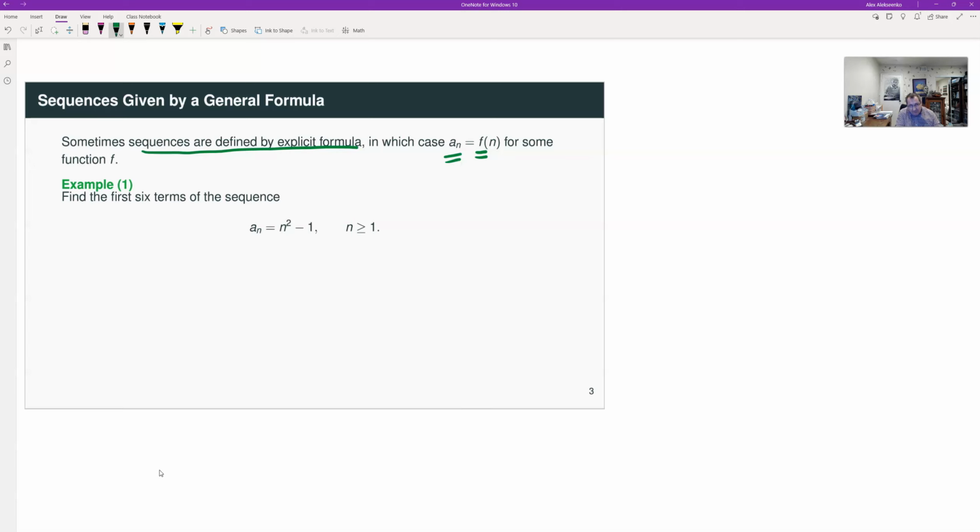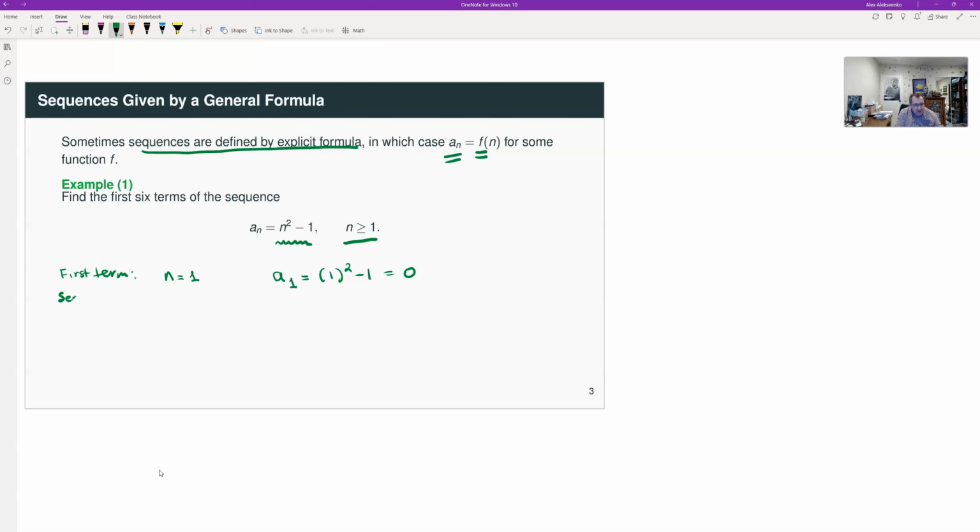Here's the first example. Find the first six terms of the following sequence. So here we have an expression, n squared minus 1, that determines elements of the sequence. And we know that the index starts with 1 and continues 1, 2, 3, 4, 5, 6, 7, 8, and so on to infinity. So what we need to do is find the first six terms. Our first term corresponds to the very first value of the index, which would be 1. And this term, according to this formula, would be 1 squared minus 1, which is 0. Very well.